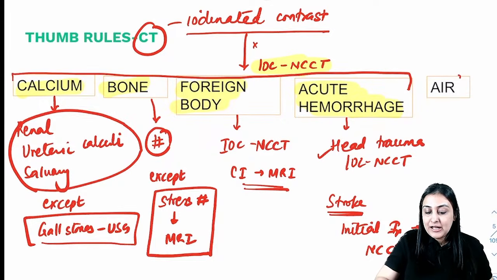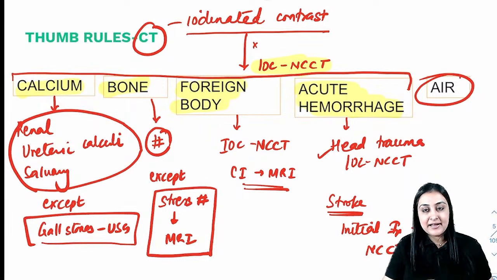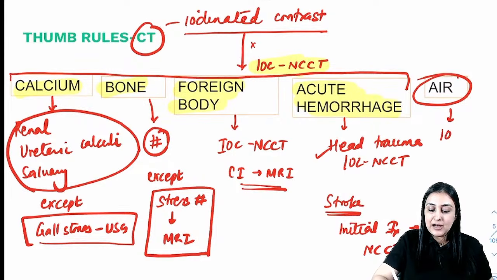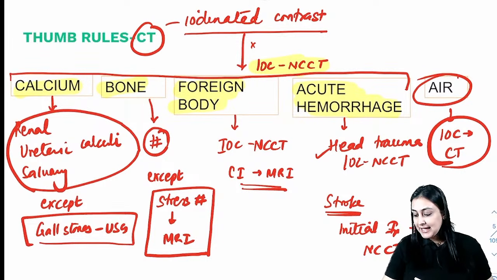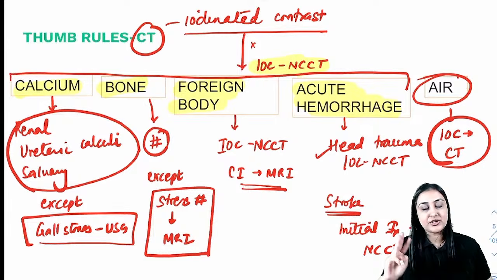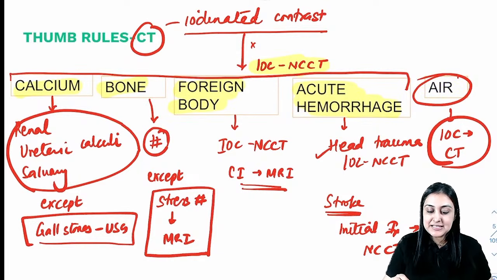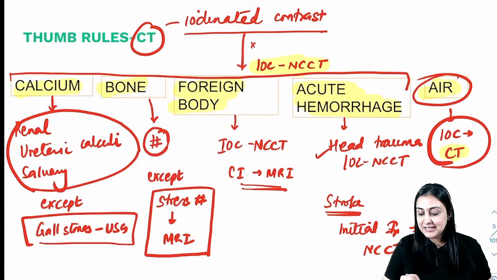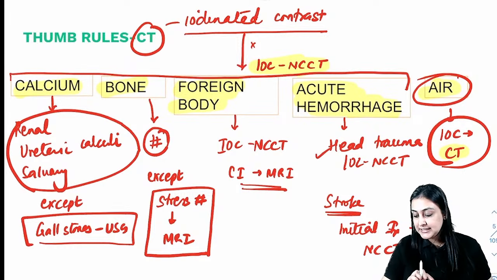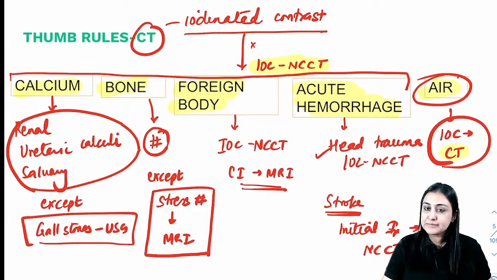And for all of our emergencies containing air, ये सारी जो लिखी, pneumothorax, pneumoperitoneum, pneumomediastinum, intestinal obstruction, can I say now investigation of choice, most sensitive investigation, CT scan. ठीक है, सबको समझ में आया? So anywhere we are seeing things white, calcium, foreign body, acute hemorrhage, NCCT. Anytime I want to see air, it's going to be initial X-ray, best CT scan. Fine. So this is about our thumb rules of CT scan. Everybody so far so good?